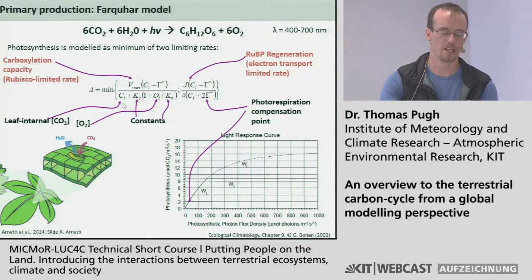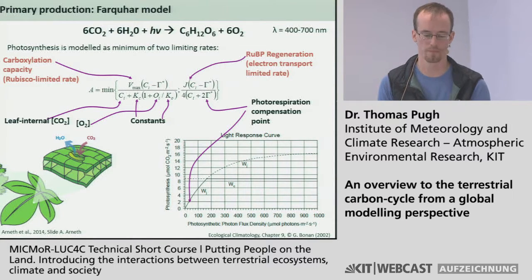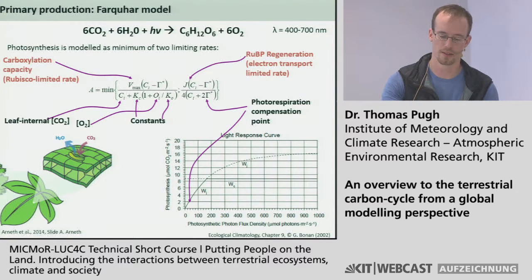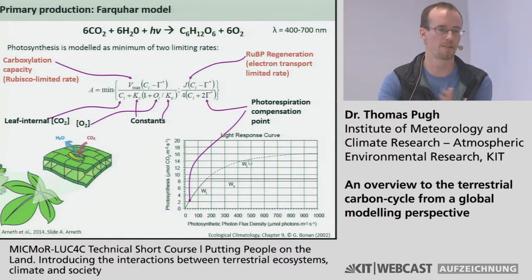And so we simply take the minimum of these two rates within this equation as our assimilation rate. So this assimilation obviously depends on the amount of light we have. You can see in this light response curve down here that as the photon flux density increases, then our assimilation rate also increases until a point where it plateaus out.